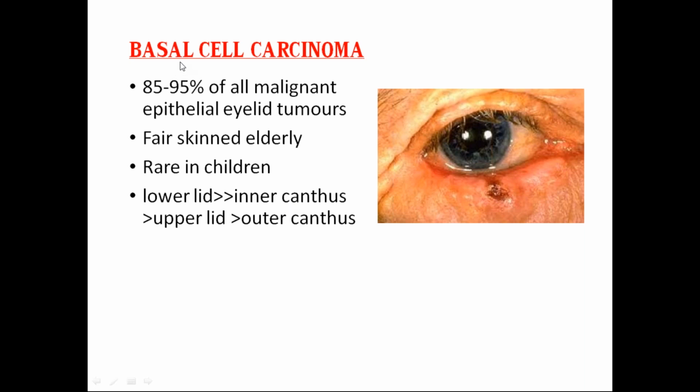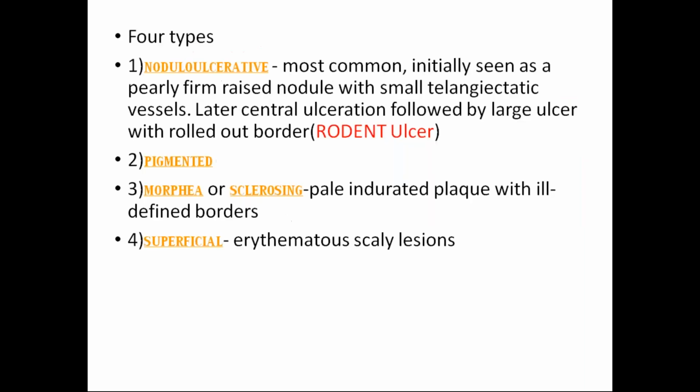So basal cell carcinoma is mostly 85 to 95% of all malignant tumors of the eyelid. Of the malignant tumors, which we said are 20%, the major carcinoma of the lid is basal cell carcinoma. The most common location is the lower lid, and the next most common location is the inner canthus. So there are basically four types: nodulo-ulcerative, pigmented, morphea or sclerosing variety, and the superficial variety. The nodulo-ulcerative means it starts to ulcerate. It is the most common variety.